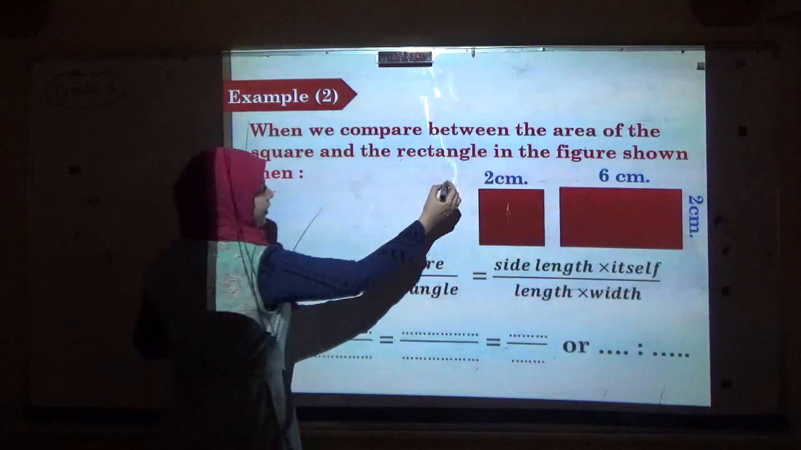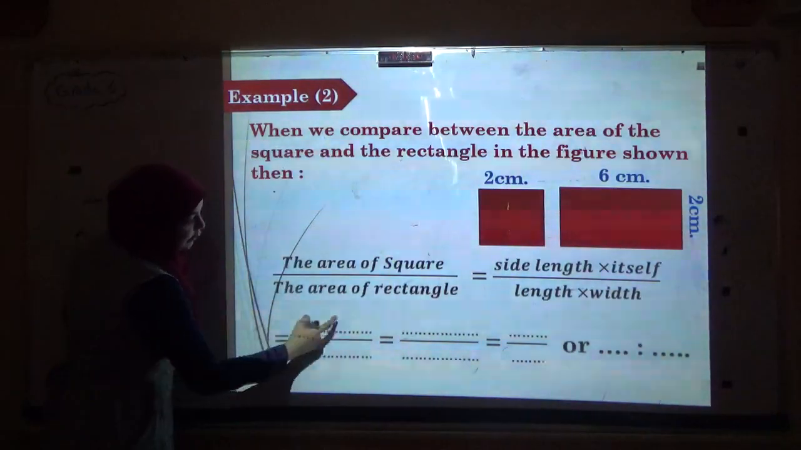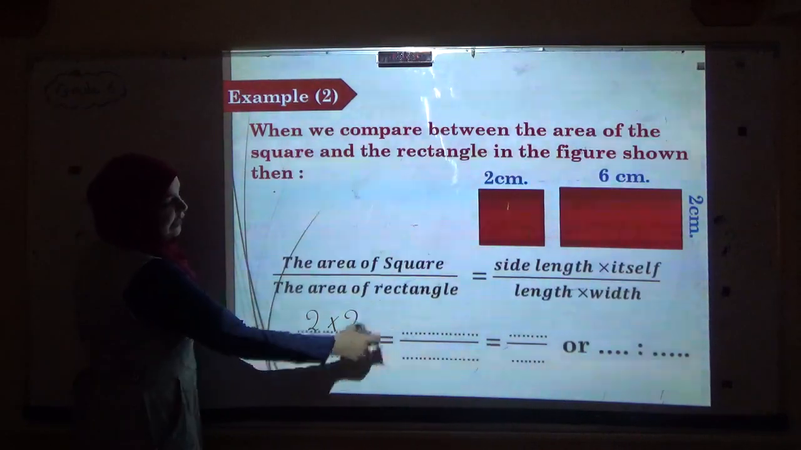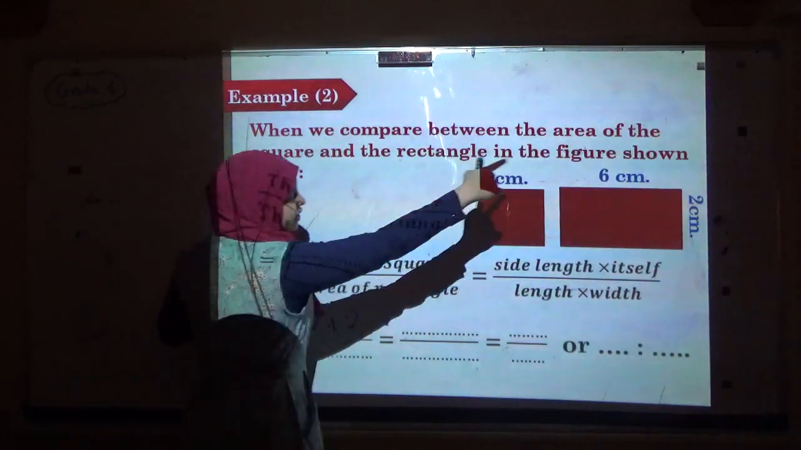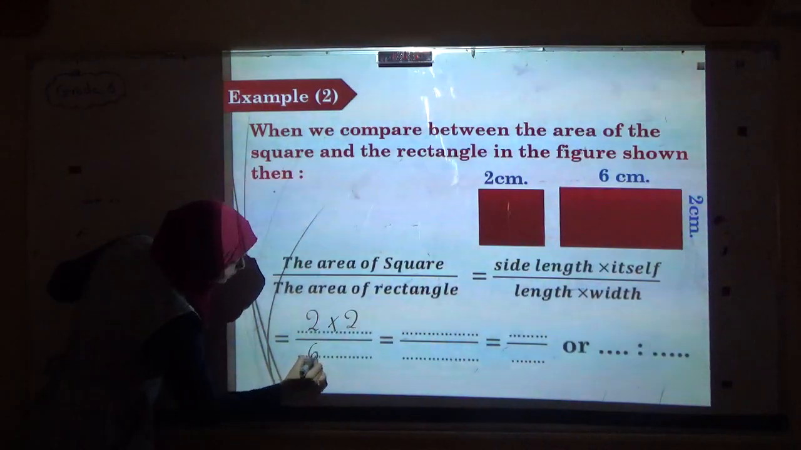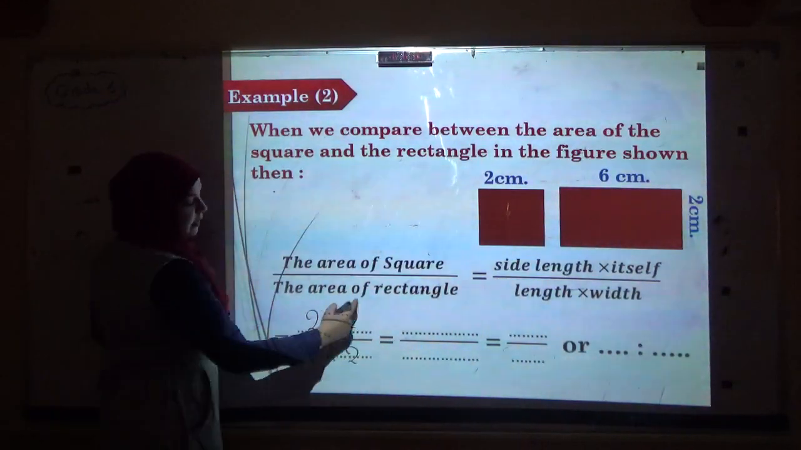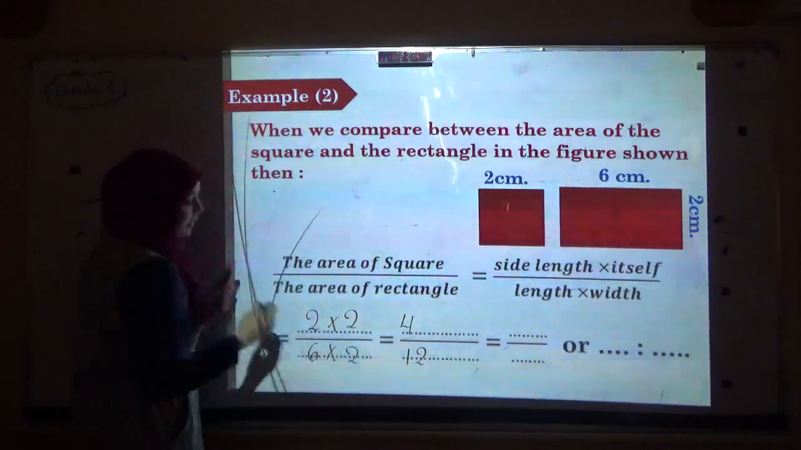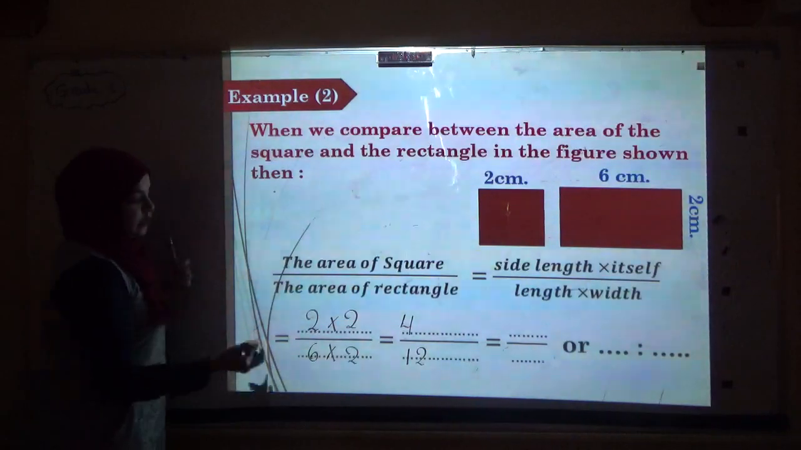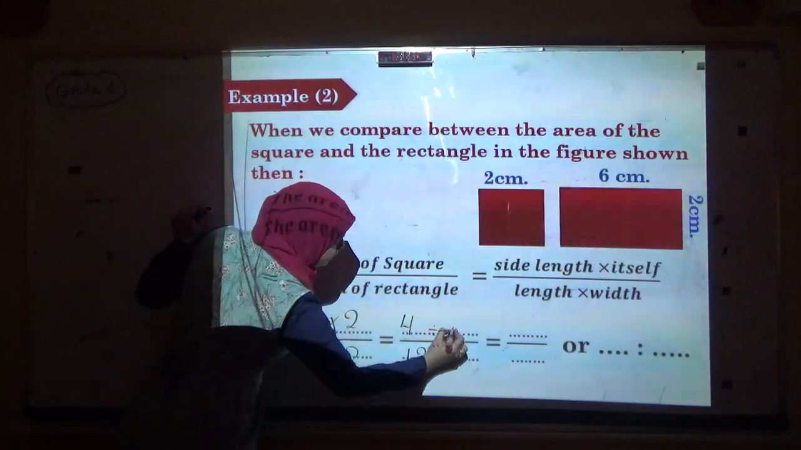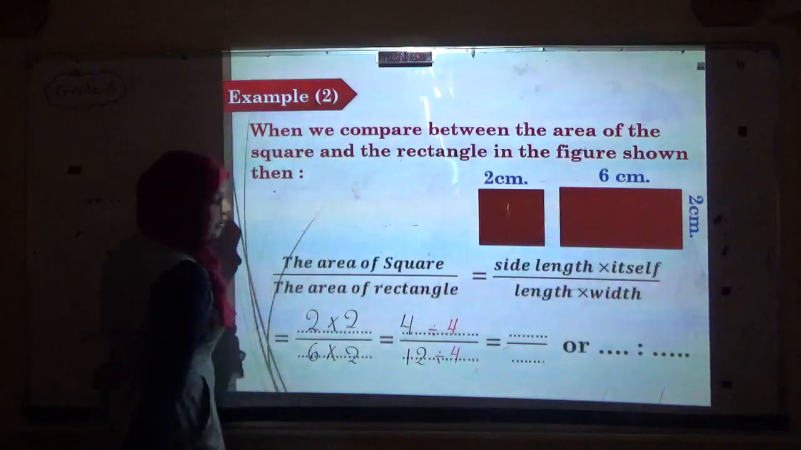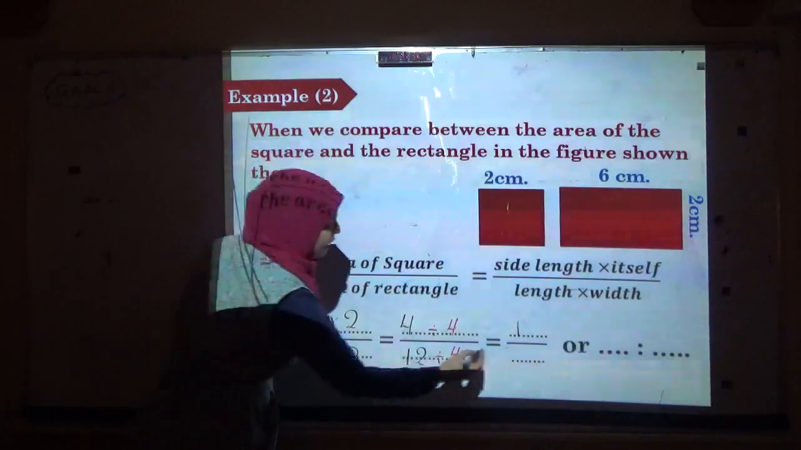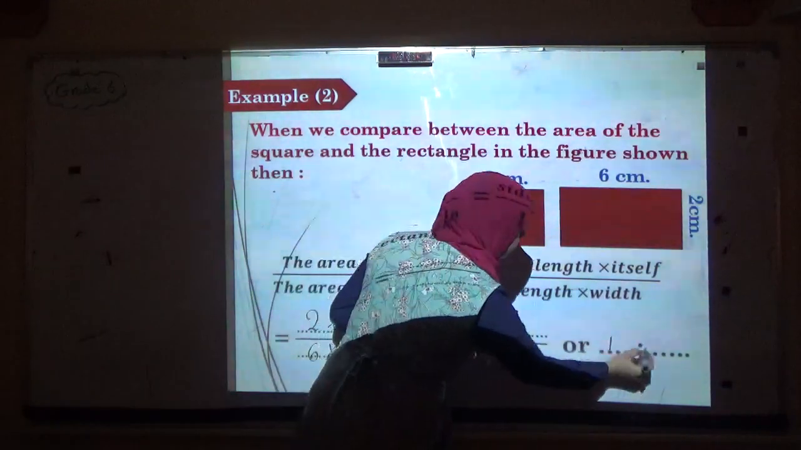The side length of the square equals 2 centimeters, so the area of the square is 2 multiplied by 2 over the area of the rectangle, length multiplied by width, 6 multiplied by 2. 2 multiplied by 2 equals 4, 6 multiplied by 2 equals 12. But this ratio is not in the simplest form, so we should divide up and down by the highest common factor, which is 4. 4 divided by 4 equals 1. 12 divided by 4 equals 3, so the ratio is 1 to 3.